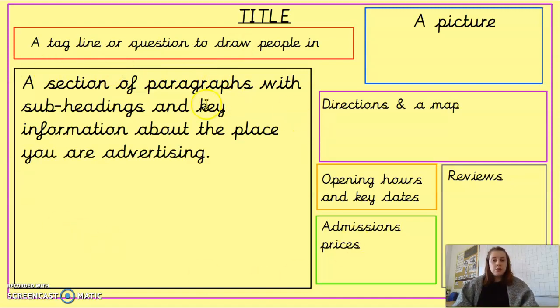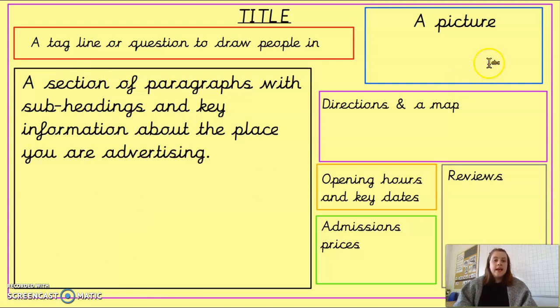Then we're going to have a big section with paragraphs with subheadings. So this is where the key information about our place would go. For example, in the Bristol leaflet yesterday, it had paragraphs of all the different places you could go in Bristol. It had subheadings and a little bit of information about each of those places. In things like the crocodile museum place, it had information about the different parts, and in the dinosaur world it had different sections of the actual place. So in this bit we're going to put our key information, like the bulk of our writing about the place that we're advertising.